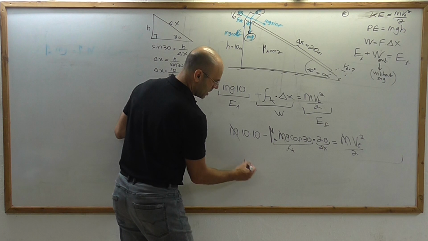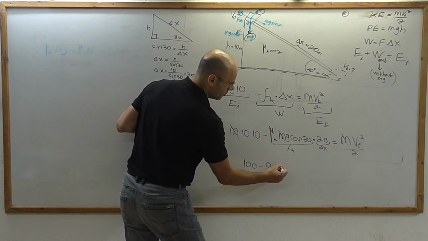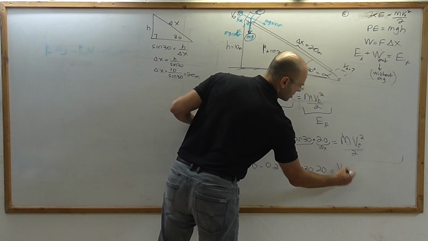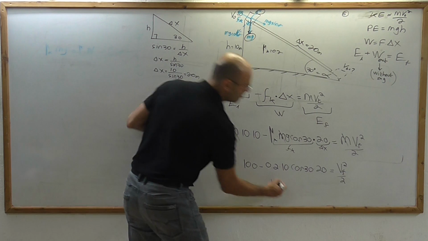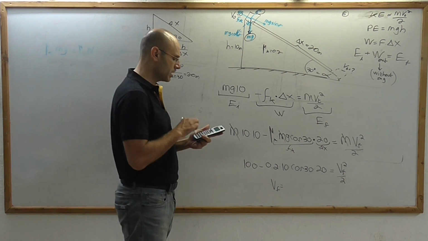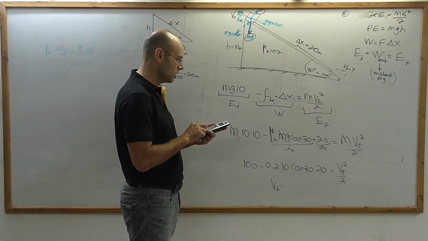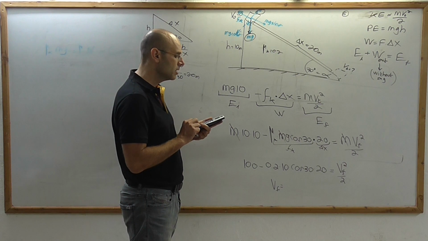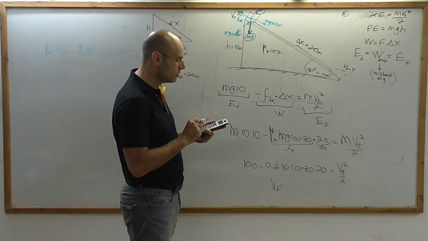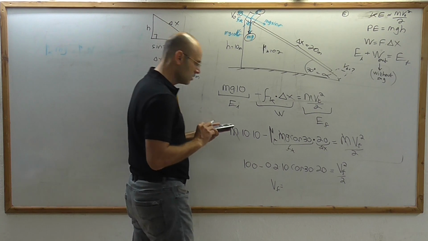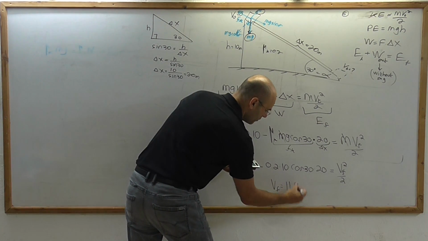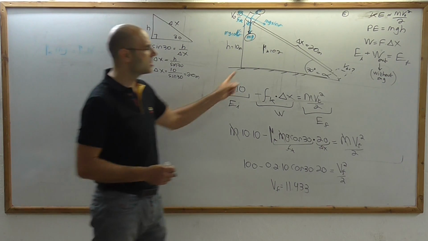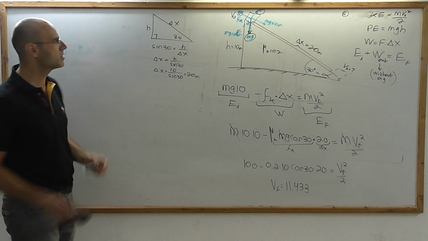Let's solve it. m goes. So 100 minus 0.2 multiplied by 10 multiplied by cosine of 30 multiplied by 20 equals v final squared over 2. So v final will be, I'm going to use my calculator, 100 minus 0.2 multiplied by 10 multiplied by cosine 30 multiplied by 20, multiplied by 2, square root, 11.433. And if I have a mistake, it really doesn't matter. It matters that you understand how to approach these kinds of problems.